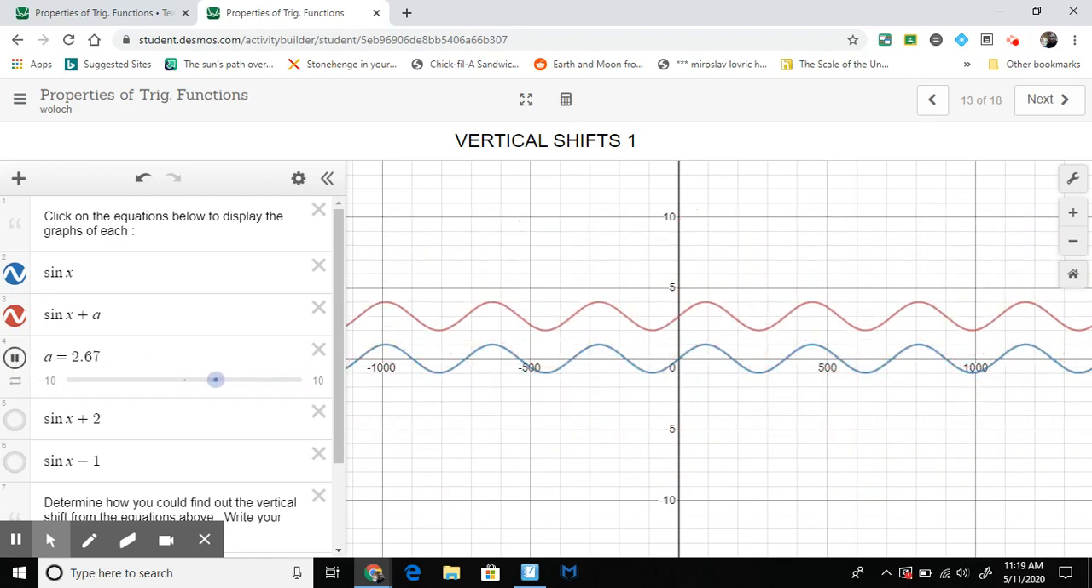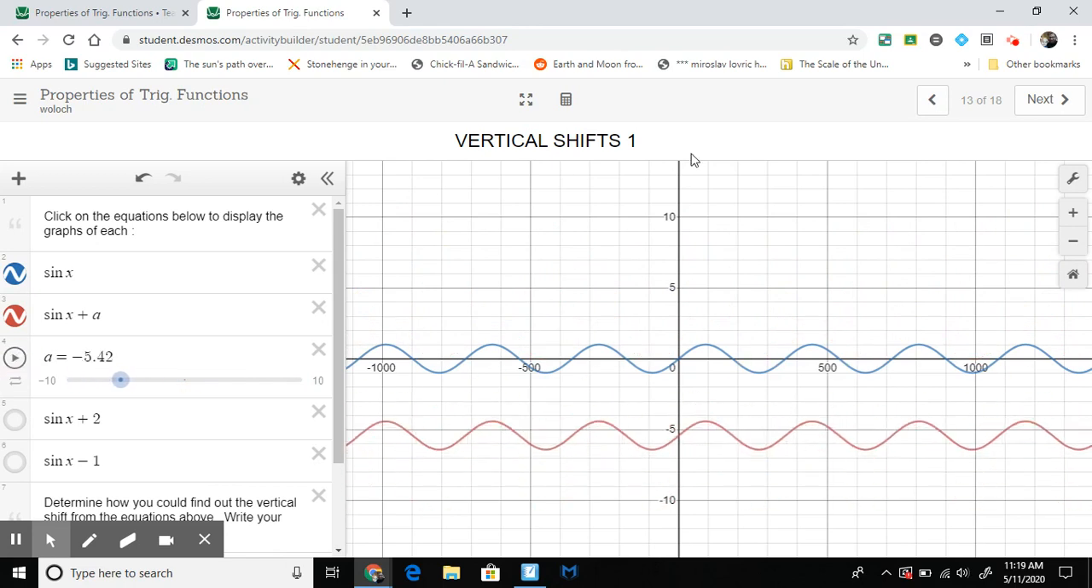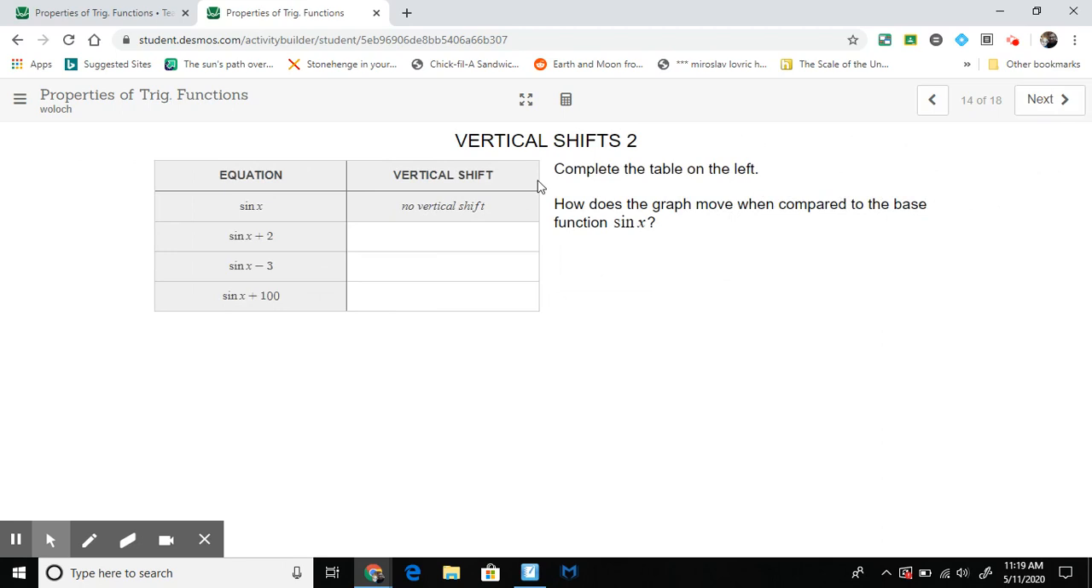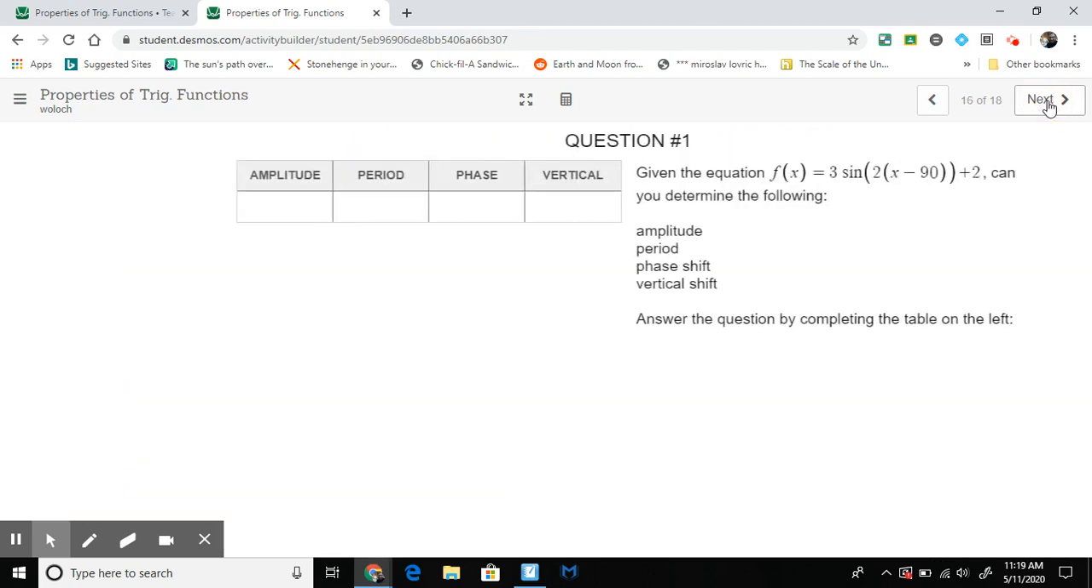And this is the same thing that would happen with a quadratic or any other one, okay? So if we go here, if you look at the graph, again, +2 means up 2, -3 means down 3, and then sine x plus 100 means up 100, all right? Everybody cool with that? Okay, and then the next two are essentially your homework questions to make sure all this makes sense.